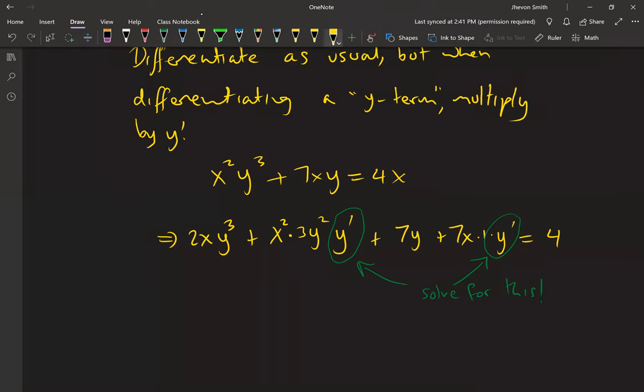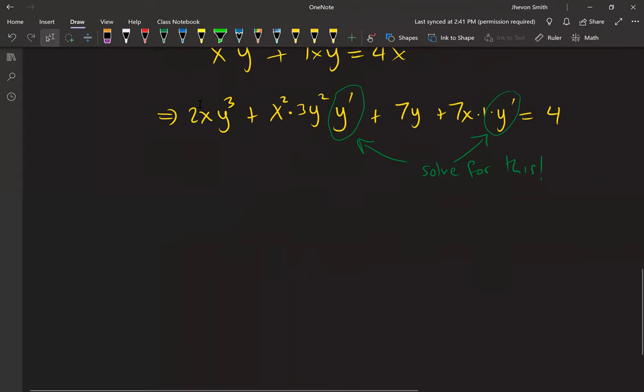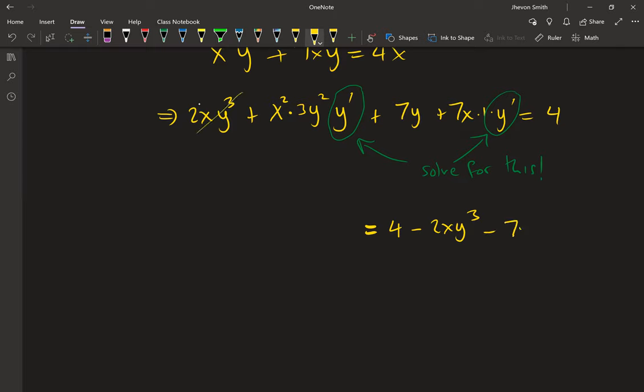So then basically that means you are just going to use algebra. So everything that doesn't have those guys, move them to the other side. So on the other side, you would have 4 minus 2xy cubed. That gets rid of this guy. Minus 7y. That gets rid of that guy. And then on the other side, you have these two terms where they have a common factor of y prime. So this is 3x squared y squared. Gets rid of that guy. And then plus 7x. Gets rid of that guy. And then you just solve for y prime by dividing.